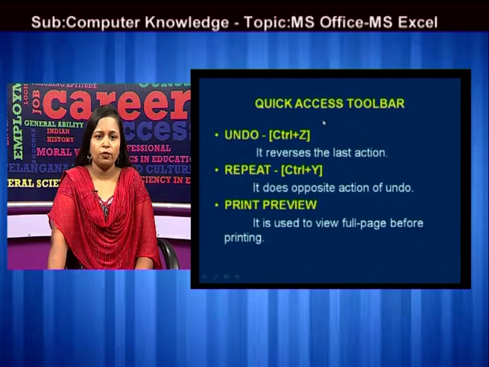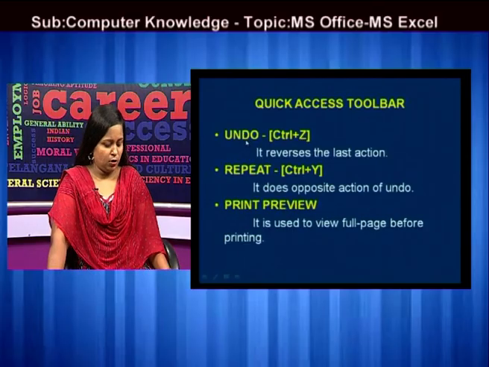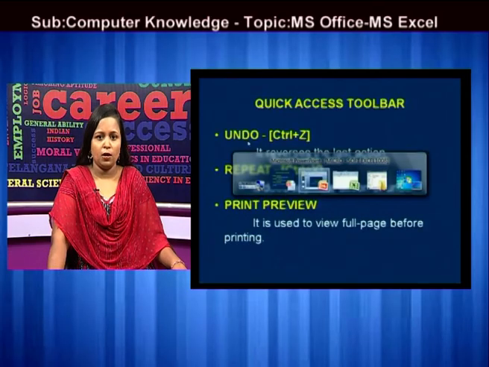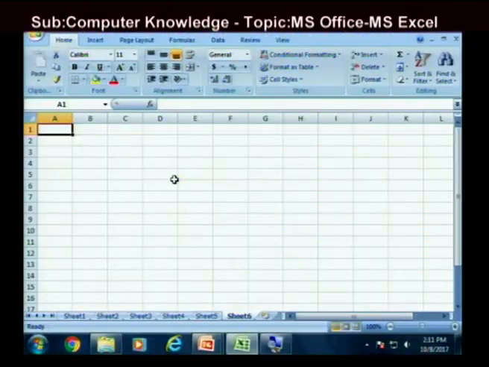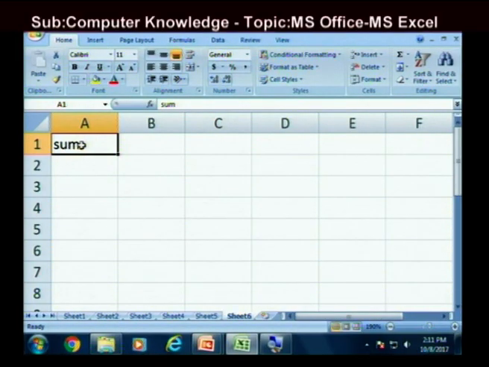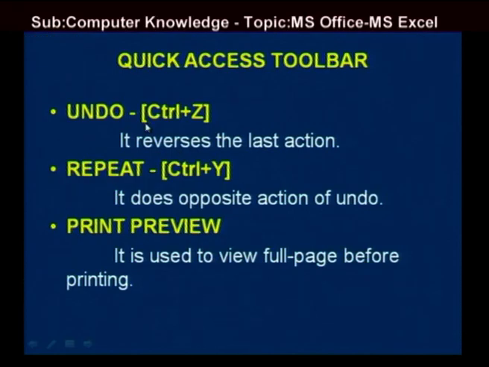Quick access toolbar. The quick access toolbar consists of some options: undo, repeat, print preview. Undo means reverse the action. For example, I will show what is undo. Here I am deleting the sum. Now click on the undo button, click on undo, and it restores the action. So that is the undo option. Repeat also, if I delete the word again, it does the opposite action of undo.